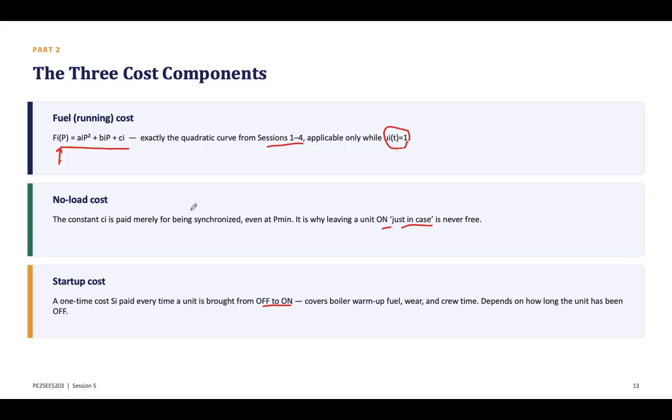See, the distinction between running and transition cost also explains a common scheduling trade-off. Just to give an example, suppose a unit can save $100 by being shut down for an hour, but restarting it later costs $400. So the local saving does not justify the transition. Conversely, a sufficiently long low-load interval may justify shutdown because the accumulated no-load and fuel saving eventually exceeds the later startup cost.